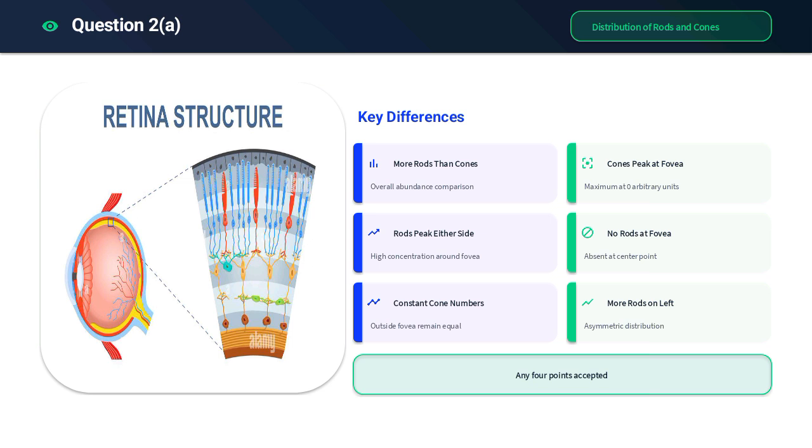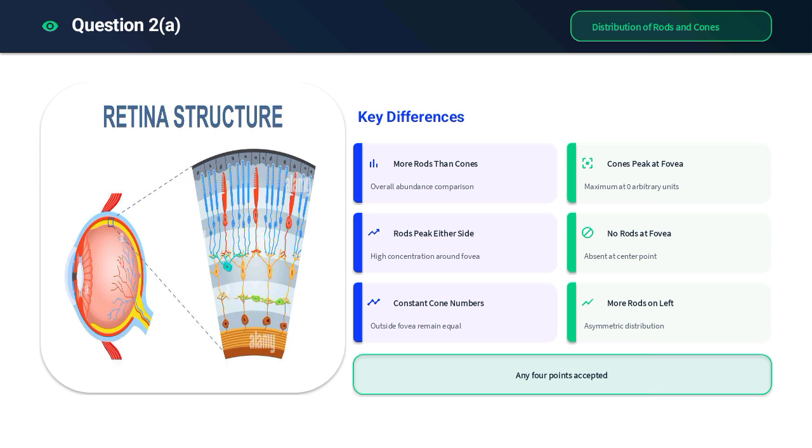Now we move to question 2, Part A, about the distribution of rods and cones in the human retina. Looking at the distribution pattern, we can identify several key differences. First, overall there are more rods than cones in the retina. Second, cones reach their maximum density at the fovea, which is at 0 arbitrary units on the graph. Third, rods are most numerous on either side of the fovea, not at the center.